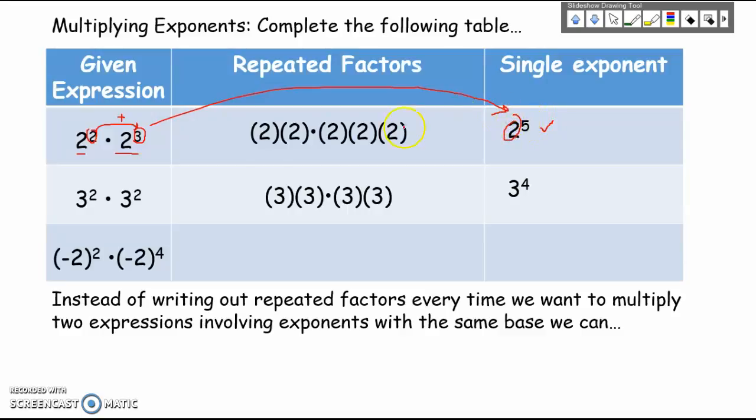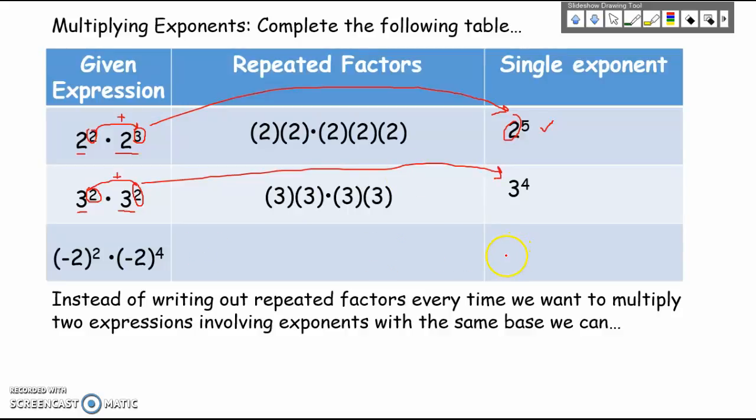So let's see if it works for the next one. First of all, I have to look at my bases. Are they the same? Yes, they are. So now I can apply my rule. Here's my exponent of 2, and if I add that to this exponent of 2, do I get this single exponent of 4? And yes, you do. 2 plus 2 is 4. So when I multiply exponents that have the same base, I add my exponents and keep the base.